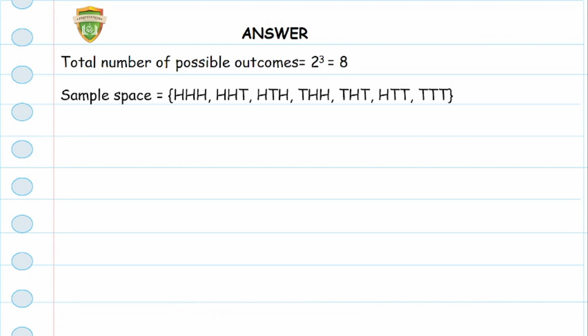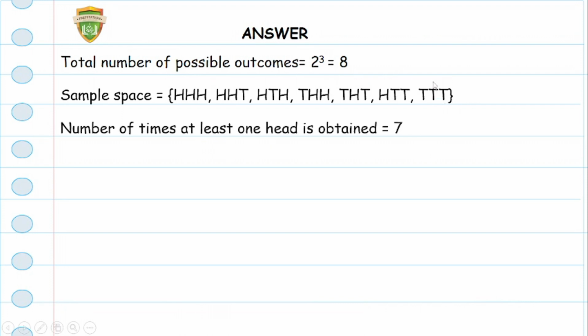And so this is the sample space showing the 8 possible outcomes. You can have head, head, head, head, head, tail, and the rest of the outcomes. Now remember, the question is asking what is the probability that at least one head is obtained? If you look at these 8 outcomes, there's only one outcome that has no head at all. So there are 7 out of the 8 outcomes in which at least one head is obtained. Therefore, our probability is 7 over 8, and that is option A.